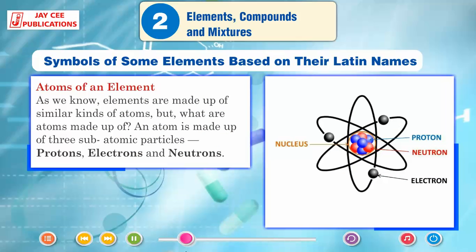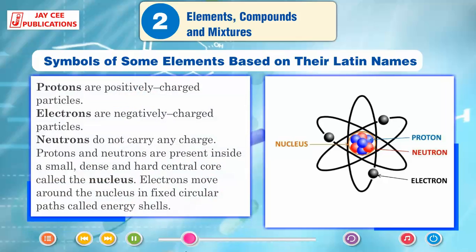Atoms of an element. As we know, elements are made up of similar kinds of atoms. But what are atoms made up of? An atom is made up of three subatomic particles: protons, electrons, and neutrons. Protons are positively charged particles. Electrons are negatively charged particles. Neutrons do not carry any charge. Protons and neutrons are present inside a small, dense and hard central core called the nucleus. Electrons move around the nucleus in fixed circular paths called energy shells.